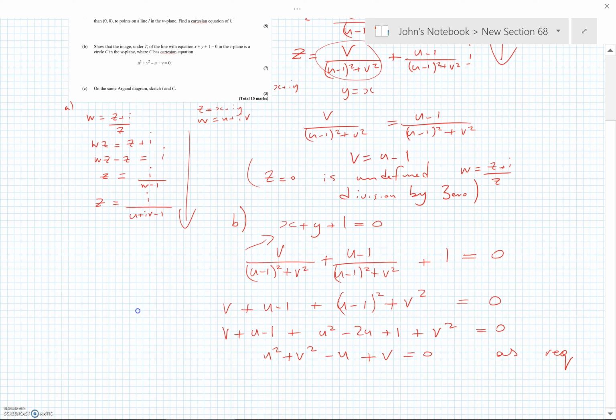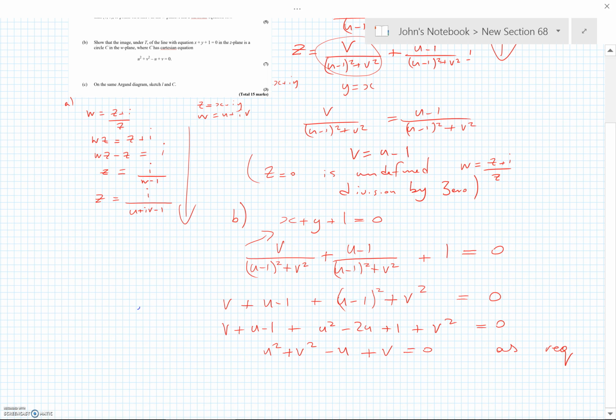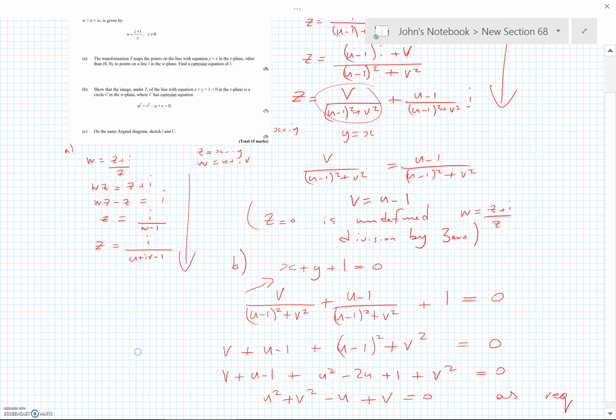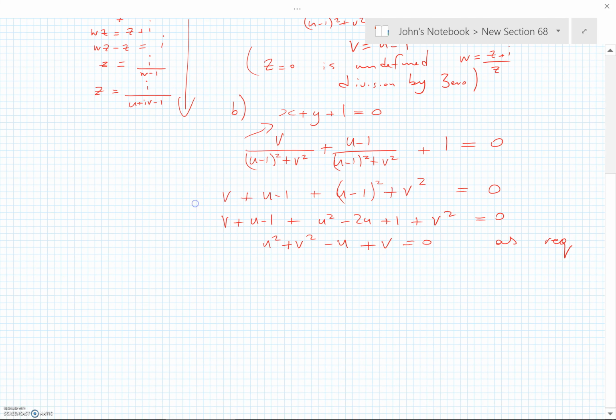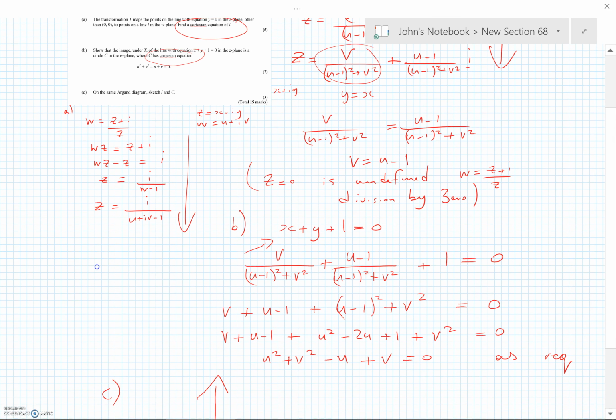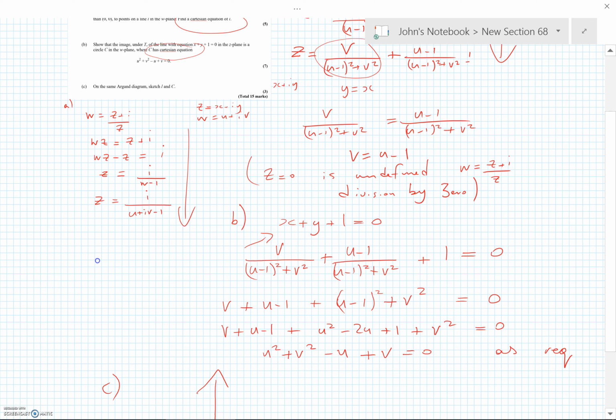Anyway, on the same Argand diagram, sketch L and C. L was our line, and C, the image of T, is a circle. So this is almost like a bonus, really. It feels a bit like University Challenge, where the hard question's the first one, and then if you get it, you get a few bonus questions after that.